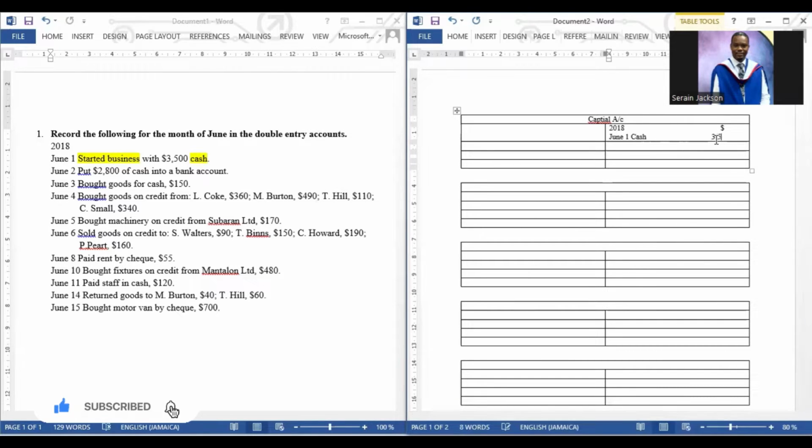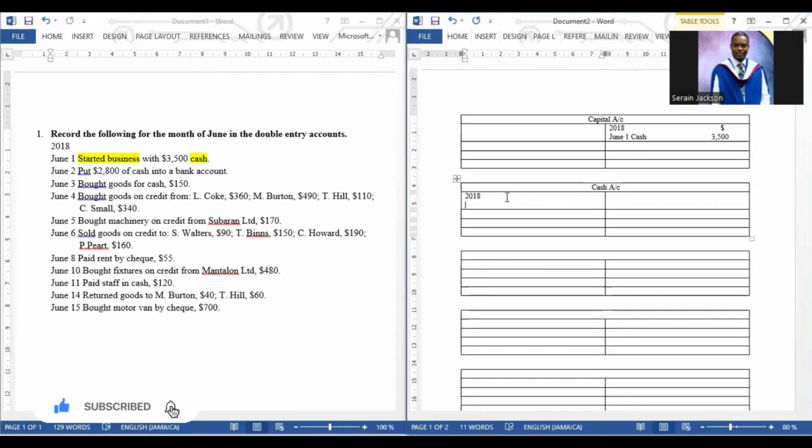So 3,500. Now, one thing about the double entry system is that for every credit entry, there must be a debit entry, and for every debit entry, there must be a credit entry. So the next account that we're going to need is our cash account. The cash account in this case is receiving because you're putting money in the business. So we write June 1. And where is the money coming from? Capital, the name of the other account that is affected. So you want to ensure that you write that in.